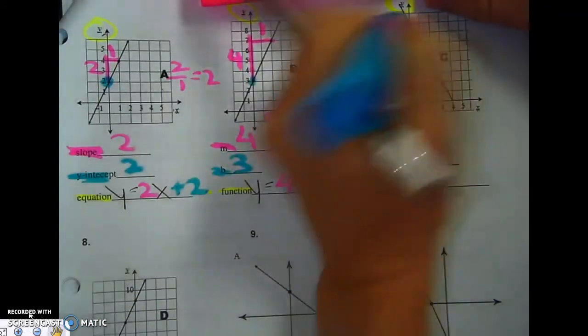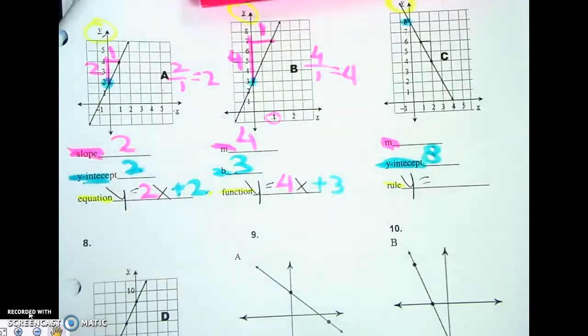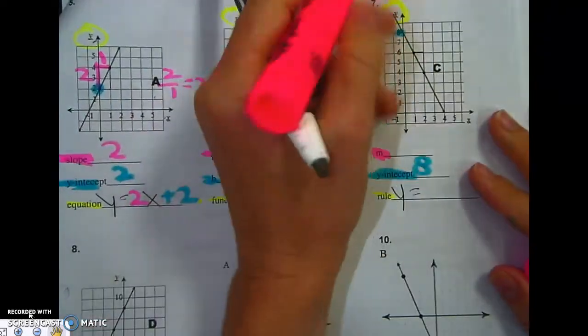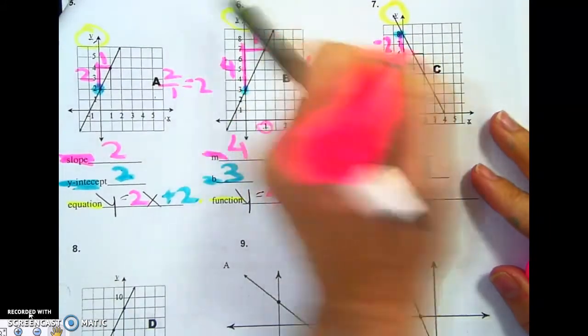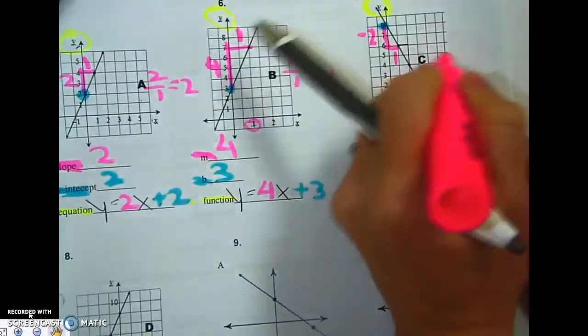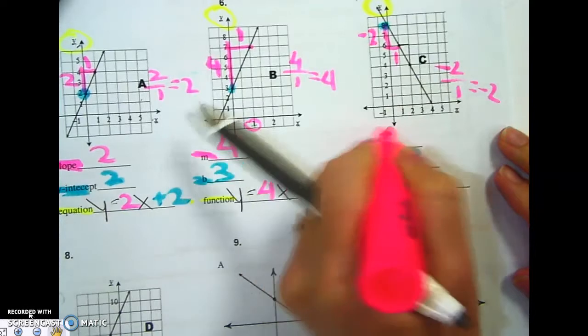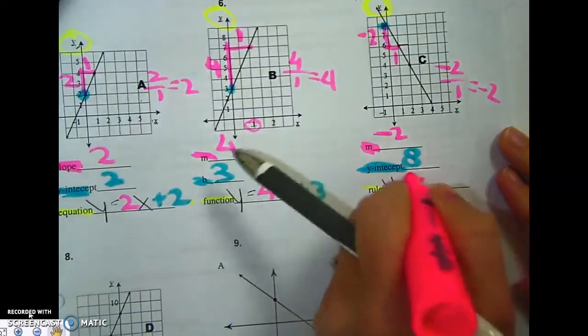The start is at 8. I go down 2. And I go right 1. Negative 2 over 1 is negative 2. I'm ready to write my equation.